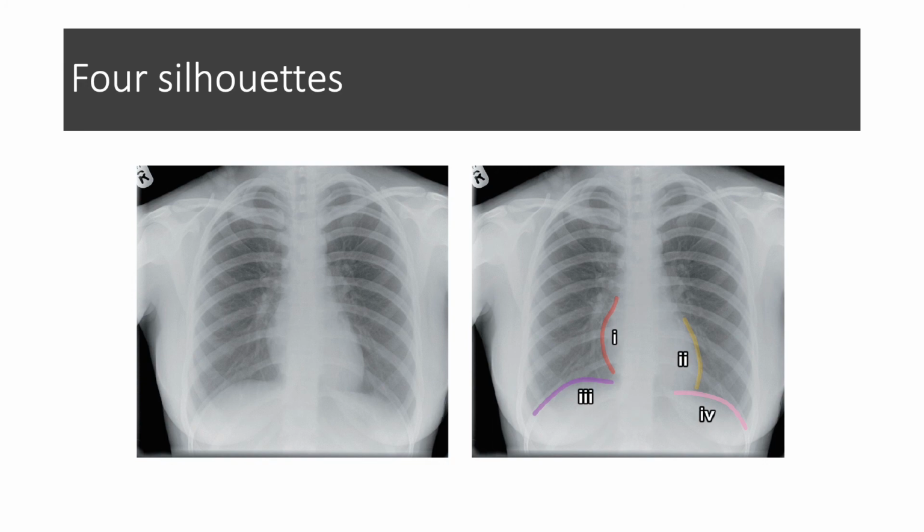Loss of the right heart border indicates a loss of air in the middle lobe due to collapse or consolidation. Loss of the left heart border indicates a loss of air in the lingula. Loss of the clear diaphragmatic silhouettes indicates there is a loss of air in the lower lobe in collapse or consolidation, or that there is something between the diaphragm and the lower lobe of the lung, such as fluid.